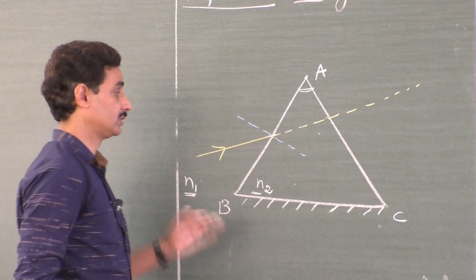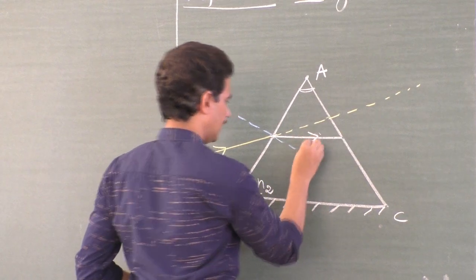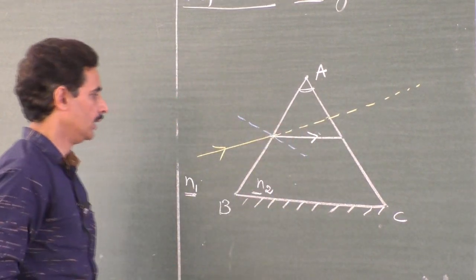Because of the prism, it has to bend towards the normal. That means it bends like this. Am I right? Arrow mark, very important.